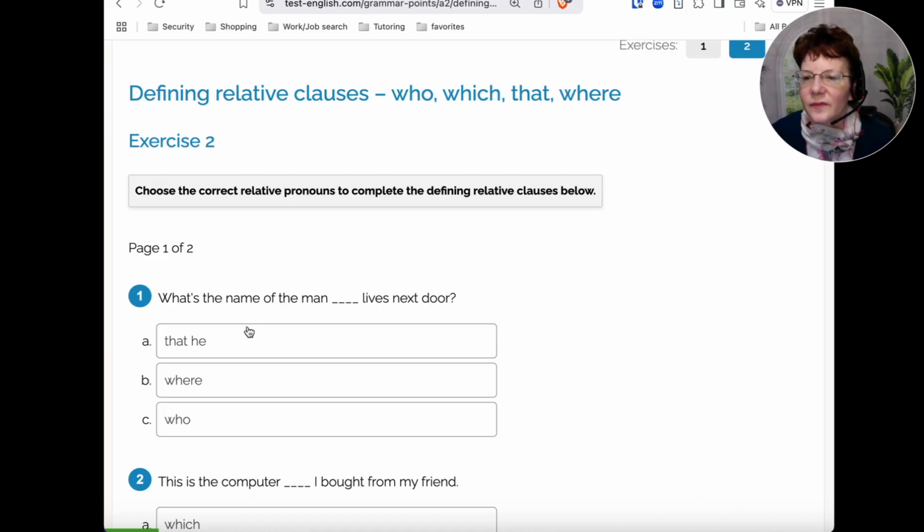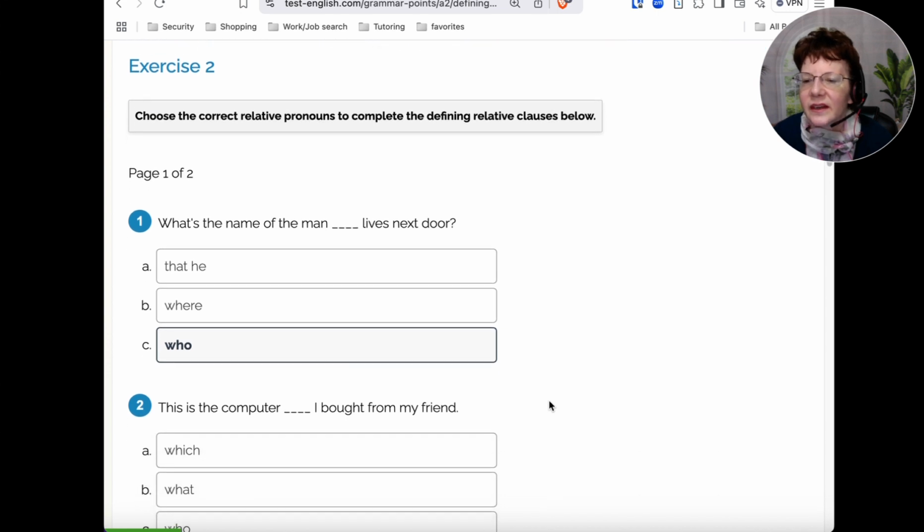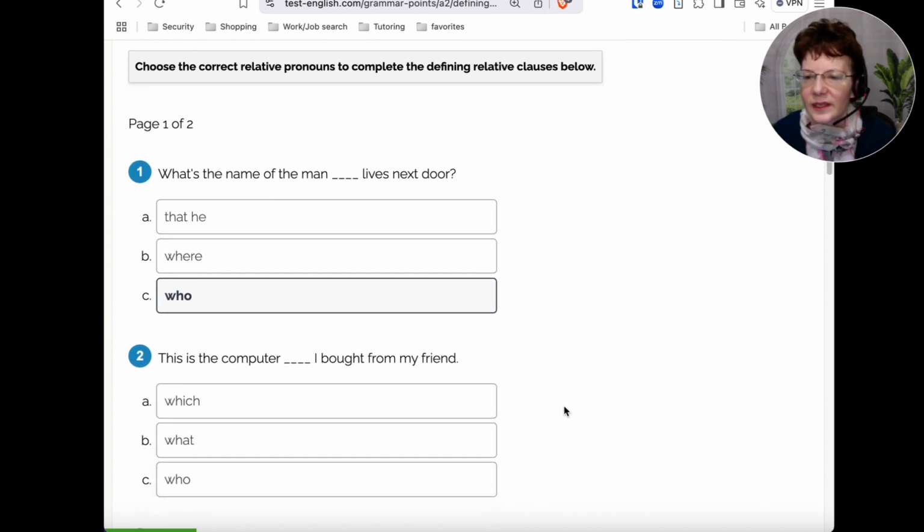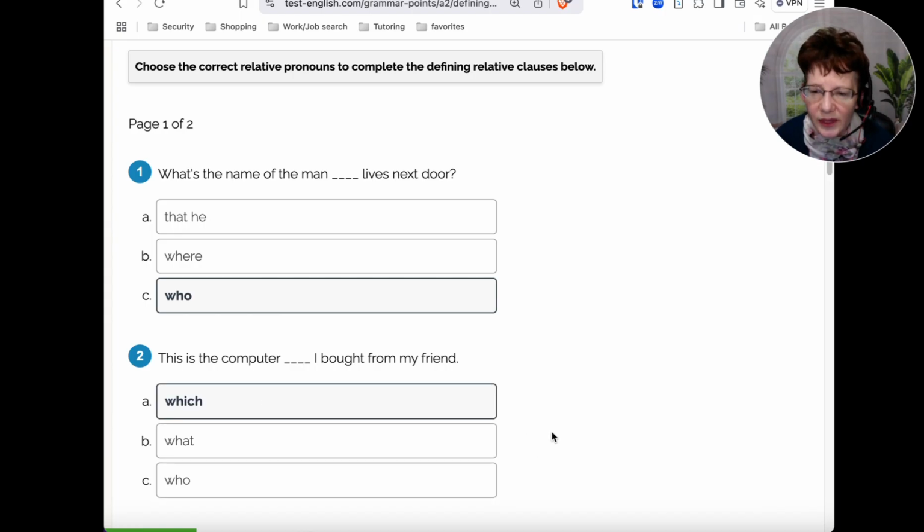All right, so start with 1. What's the name of the man lives next door? So that, he, where, or who? Obviously who is for person, so option C would be the correct one. Okay, number 2. This is the computer I bought from my friend. So which, what, or who? We know what isn't right. If you chose option A, which, that would be the correct one.